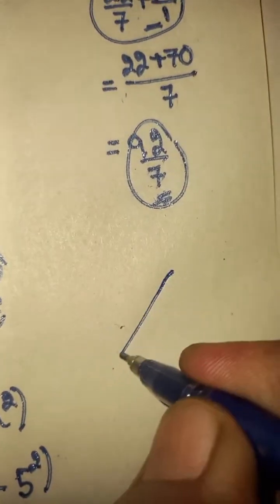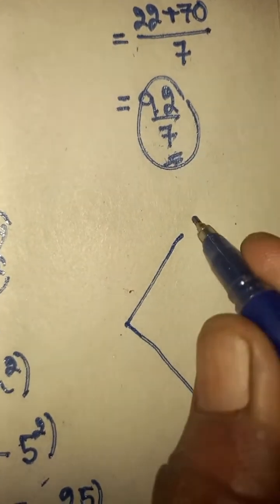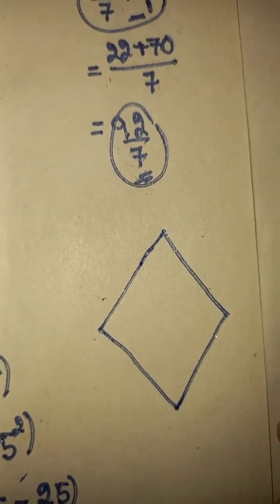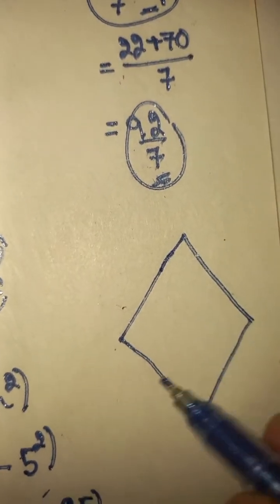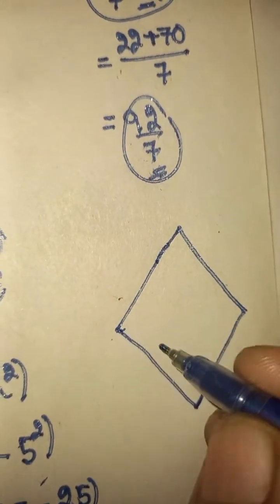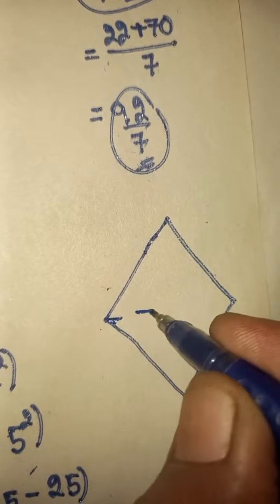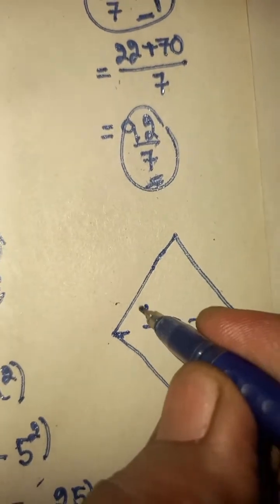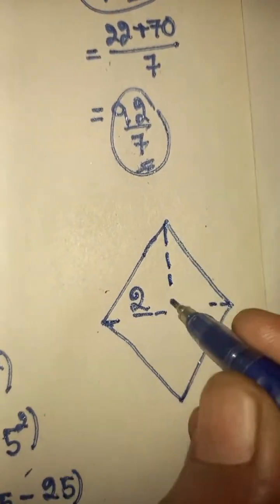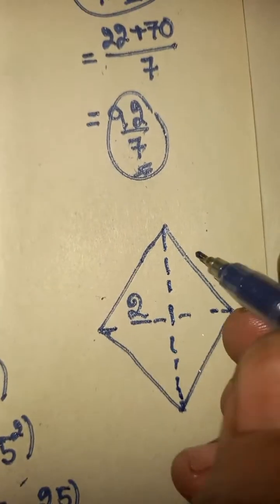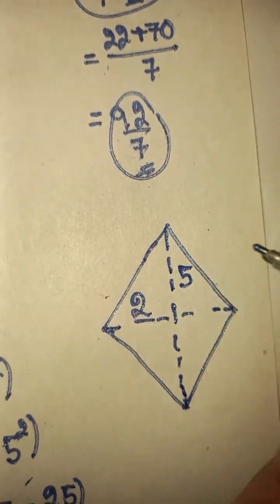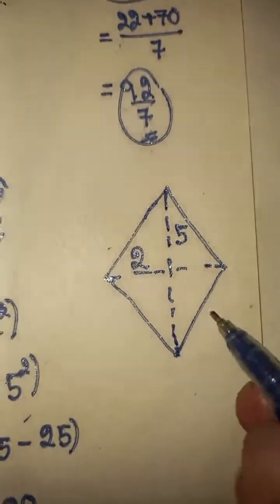Here they are giving us the diamond shape. In this diamond shape, they are telling us this one diagonal as 2 units and this diagonal as 5 units. This diamond shape is nothing but a rhombus.